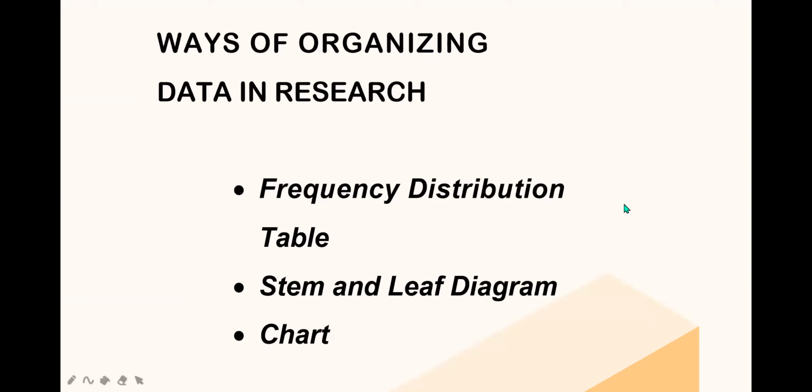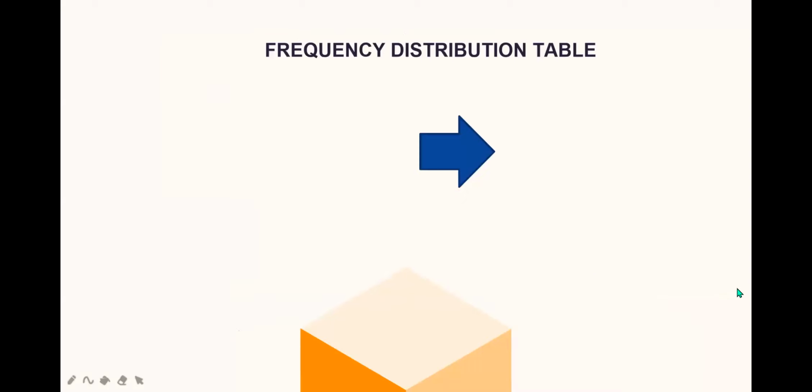Okay, continuing. So, ways of organizing your data in research. There are different ways on how you are going to organize your data in research, but for now, I'm going to give you at least three types. Number one, the very commonly known way, is what we call the frequency distribution table. Number two is the stem and leaf diagram. Number three is charts. Okay, so let's discuss these individually.